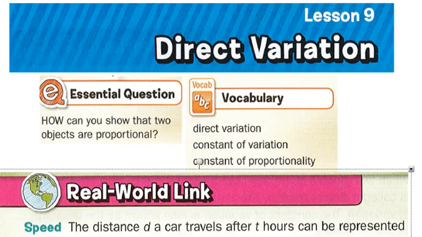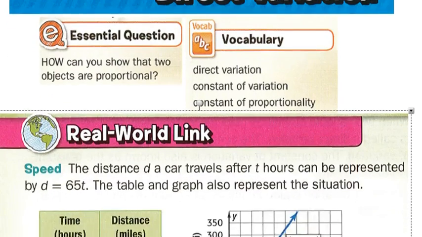All right, lesson 9, direct variation. This is our last lesson in this chapter. Direct variation is kind of a scary sounding word, but we're going to find it's actually pretty much the same thing as a proportional relationship. We're just going to sprinkle in a little bit more vocabulary here, and we're going to look at a formula that we're going to use to represent direct variation or represent proportionality.